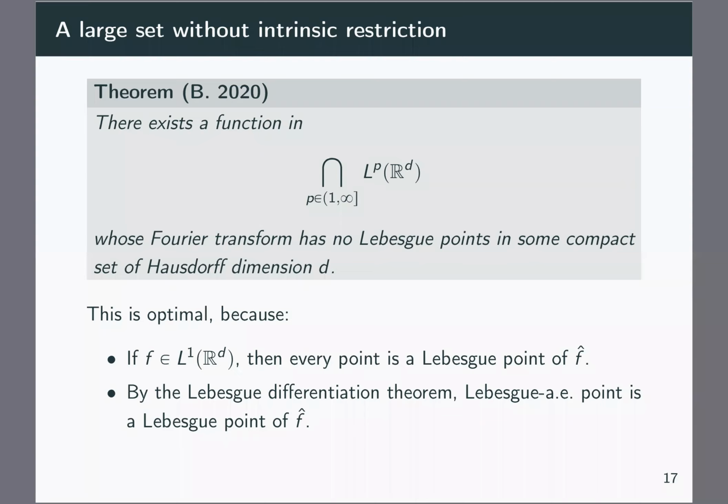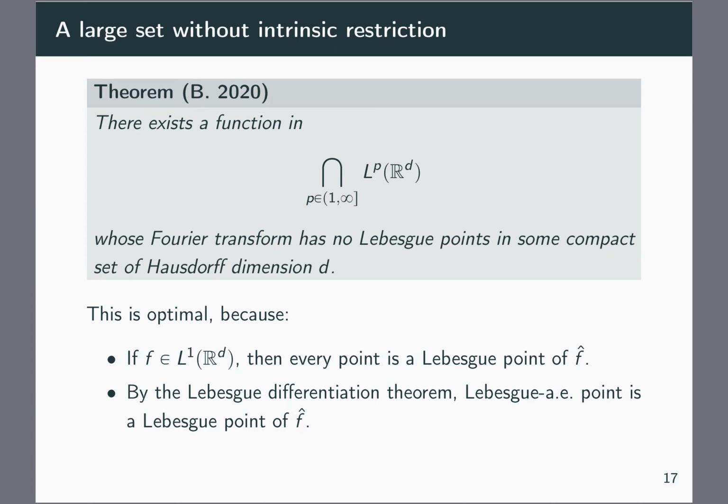In other words, for the Fourier transform of this function, the set of non-Lebesgue points has full Hausdorff dimension. This theorem is optimal in two ways. First, because you can't extend it to the closed range from p equal 1 to p equal infinity, because at p equal 1, the Fourier transform of an L1 function is continuous, so it does have Lebesgue points everywhere. So the conclusion of the theorem is clearly impossible.